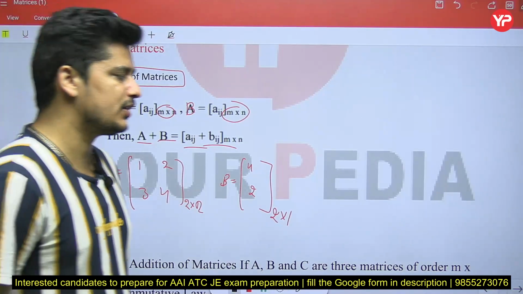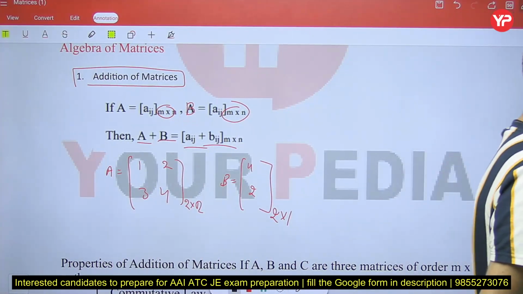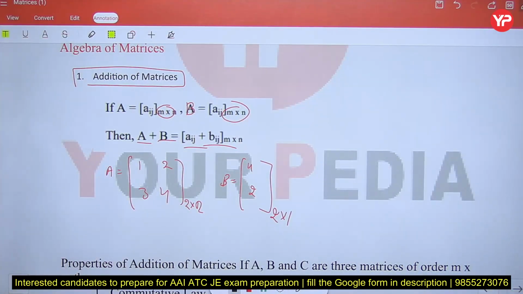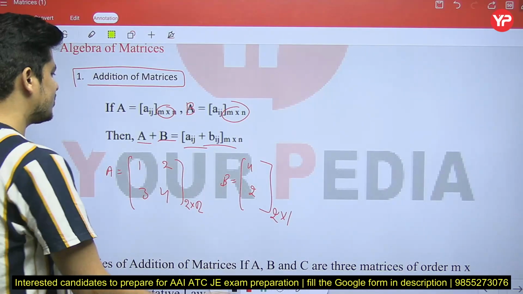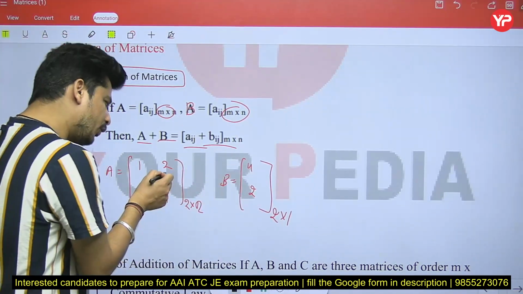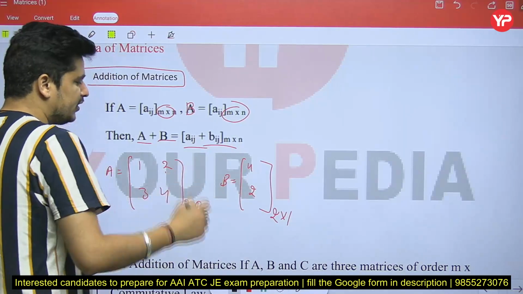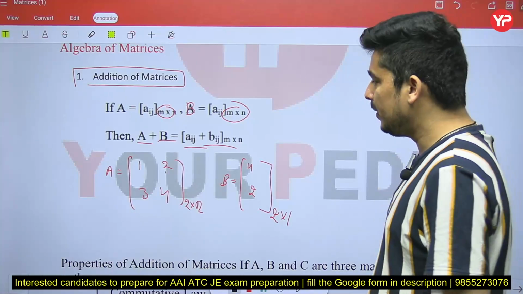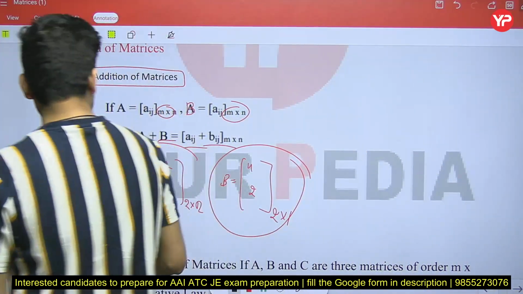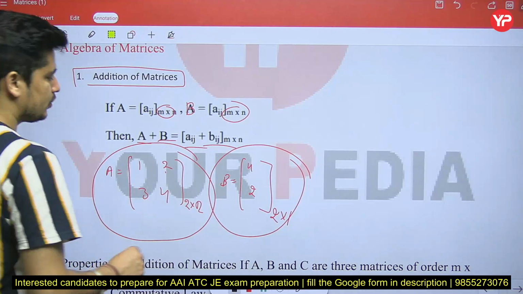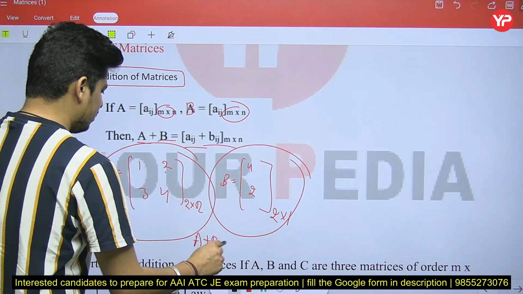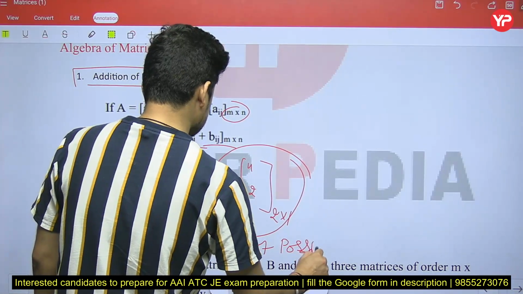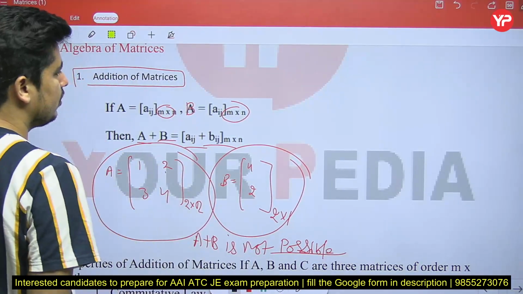So in this case, the first matrix has the order 2 cross 2, the second matrix has the order of 2 cross 1. Then the addition is not possible. Don't add this 4 with 1, then this 2 with this 3, then 4 with this 2, right? That option is also given in the exam. But remember, because this matrix order and this matrix order are different, their addition is not possible.